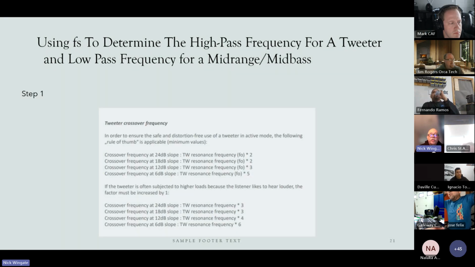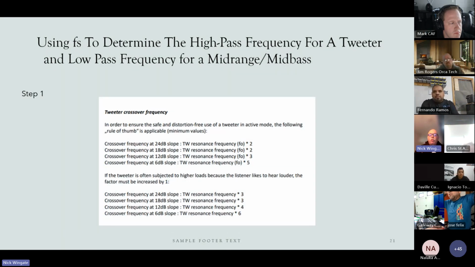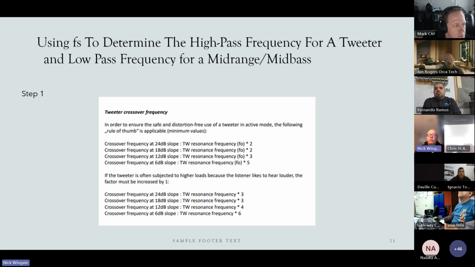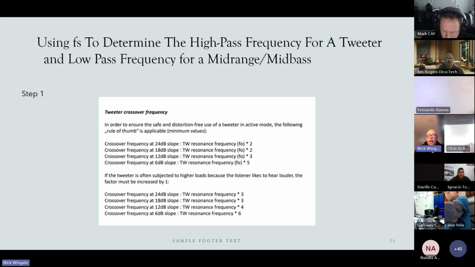Okay, so step number one, and for those of you who have your phones, if you want to take a picture of this, please do. There is a rule of thumb that we've used in home and car audio for many, many years, and I'm going to read this to you. For a tweeter crossover frequency, in order to ensure the safe and distortion-free use of a tweeter in active mode, the following rule of thumb is applicable, and these will be the minimum values. What you're looking at in the first four is you multiply FS for 24 dB times 2, 18 times 2, 12 times 3, and 6 times 5.